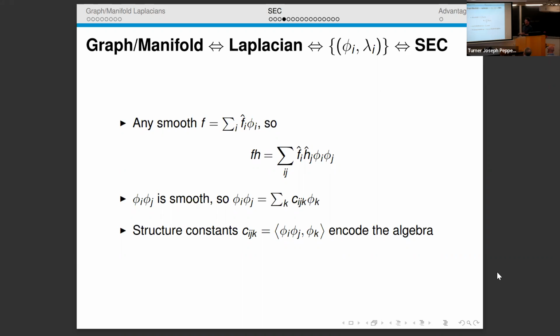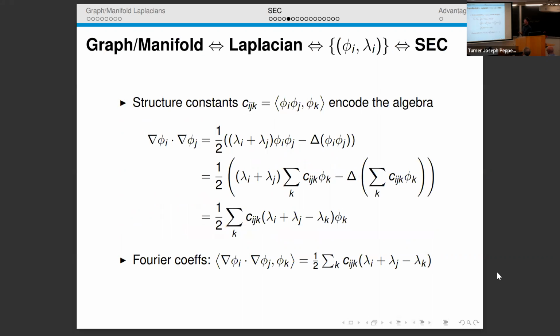So it's literally the coefficients of the product of two eigenfunctions in the eigenbasis. It has this nice formula, and it's completely symmetric. This is just the integral of the product of three eigenfunctions. That encodes the entire algebra. So from here on out, I'm almost not going to need the eigenfunctions anymore. I'm just going to need the eigenvalues and the structure constants.